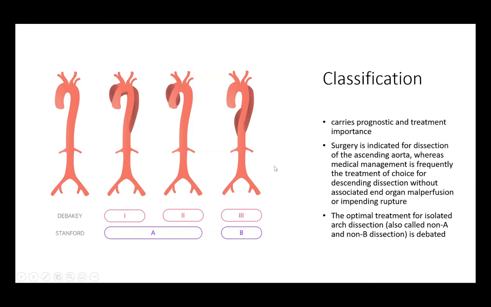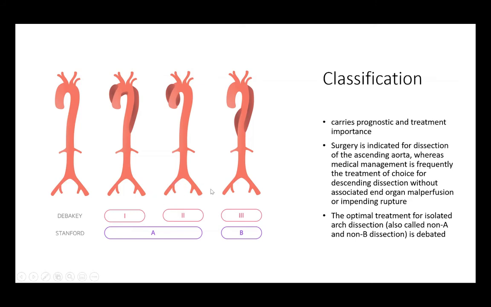Classification: we have generally two classification systems recognizable. Those classification systems, although purely anatomical, carry prognostic and treatment importance. Those systems are DeBakey and Stanford. The Stanford classification is a bit more simple and makes it easier for us. Any dissection that is isolated to the descending aorta is classified as type B dissection, and any dissection that involves the ascending aorta, whether it affects the descending as well, is classified as Stanford A.